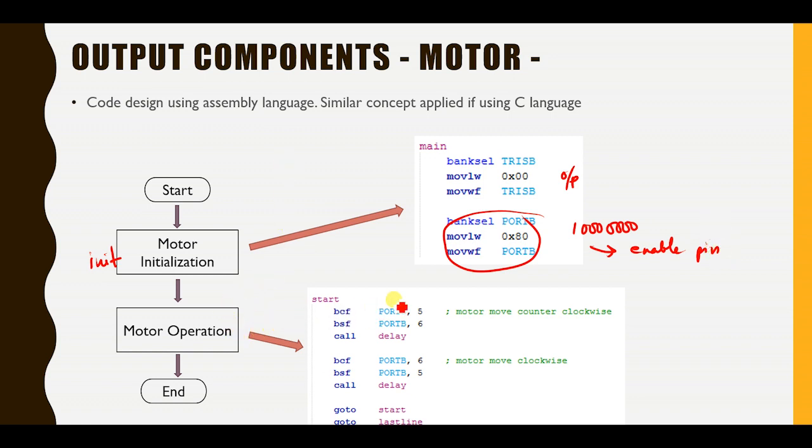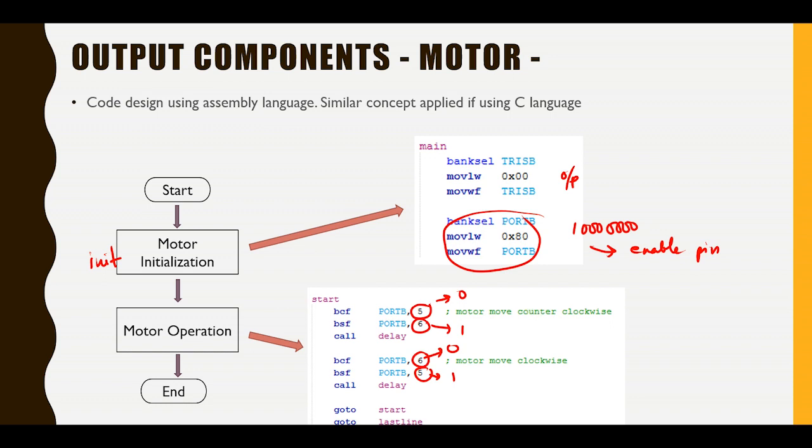And then the motor operation starts. BCF port B, pin number 5, meaning this one is set to 0, and then BSF port B, pin number 6, this one is set to 1, call delay. And then BCF port B6, you set it to 0, BSF B5, set it to 1, call delay. Okay, right.